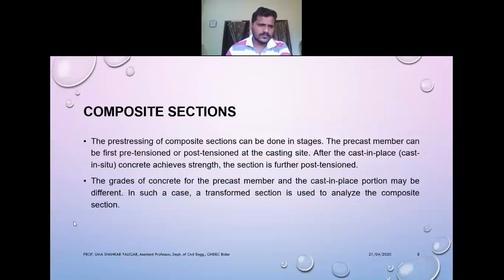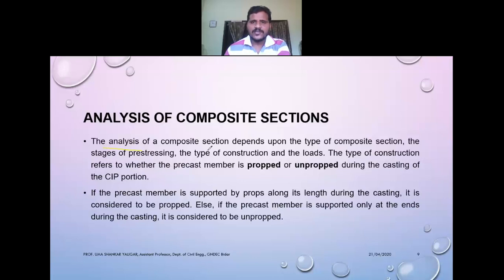Then, analysis of composite sections. How can we analyze the composite section? Because we have seen in Module 2 that we have analyzed sections where the entire section is made up of cast in situ or precast concrete. But here you have a PSC member where some part of the element is precast, but some other part is cast in place. When you have those types of composite sections, how do we need to analyze them?